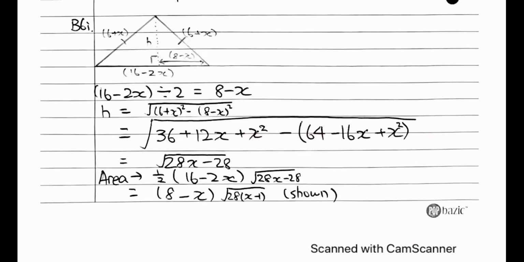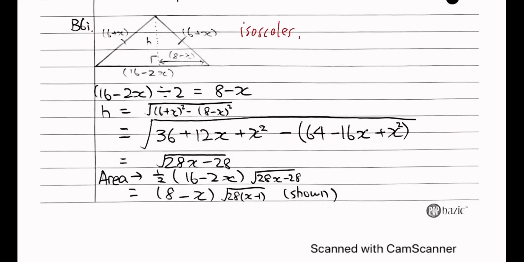Ken, V6. Let's see what's V6. Scroll down. The lengths of the sides of a triangle are 6 plus x, 6 plus x, and 16 minus 2x. 6 plus x, repeat. So it means that it's a what kind of triangle? What is it? Two lengths are the same, so it's an isosceles triangle. Yeah, you already drew it. Okay, you understand. Good.